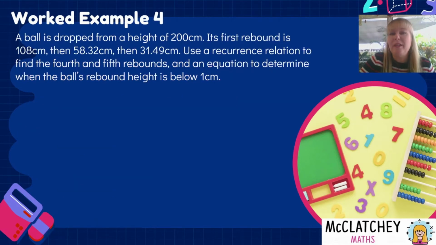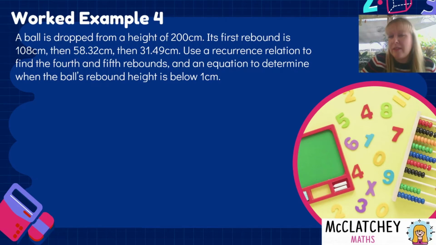Let's look at another worked example. I see this a lot in textbooks. They really like the ball dropping and the rebounding. So let's talk this one through. A ball is dropped from a height of 200 centimeters. Its first rebound is 108 centimeters, then 58.32 centimeters, then 31.49 centimeters. Use a recurrence relation to find the fourth and fifth rebounds, and an equation to determine when the ball's rebound height is below a centimeter.